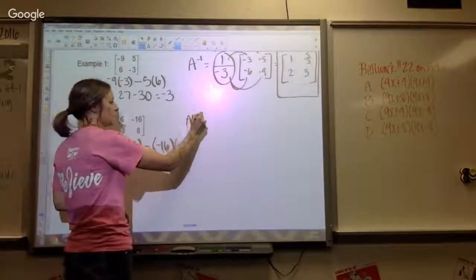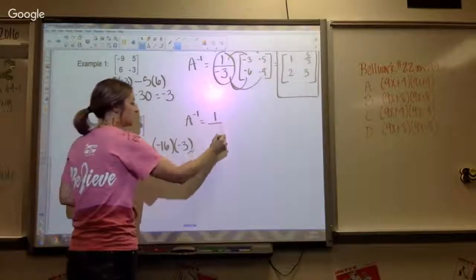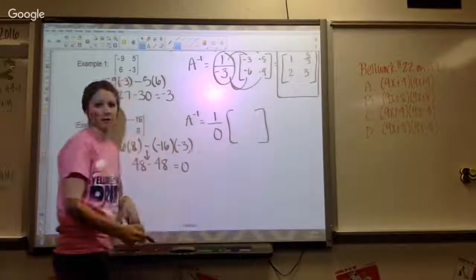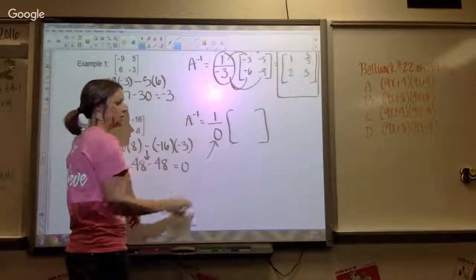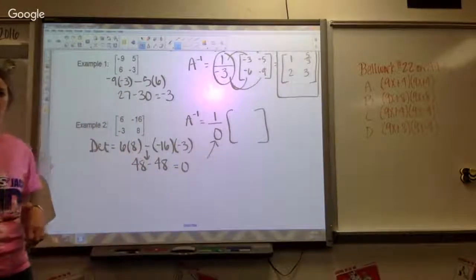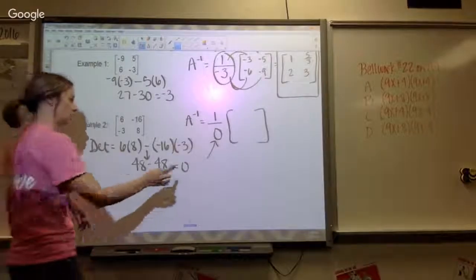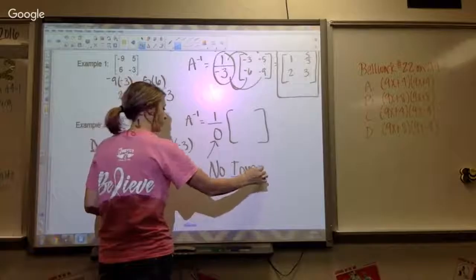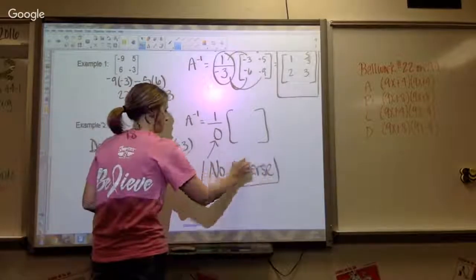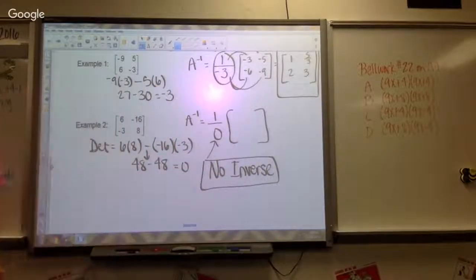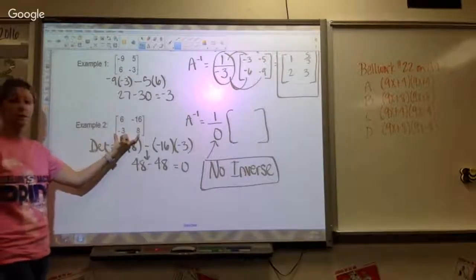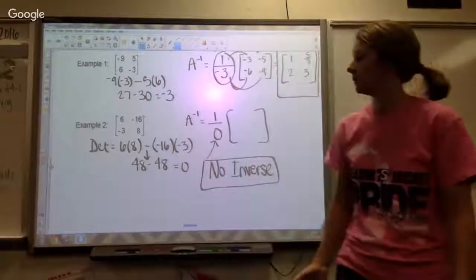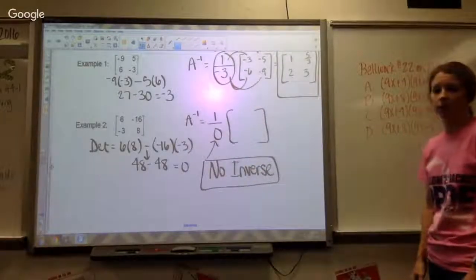If we're finding the inverse and we plug into the formula, notice we cannot divide by 0. That's undefined. So if your determinant is 0, you know that you will not have an inverse. So you can write no inverse. There's not anything times this matrix that will give you the identity matrix, because there's not an inverse of that matrix.